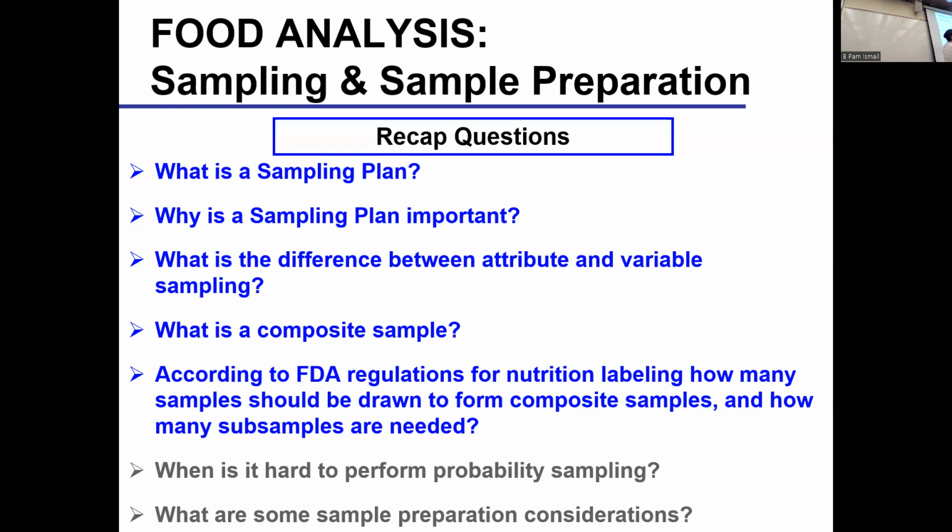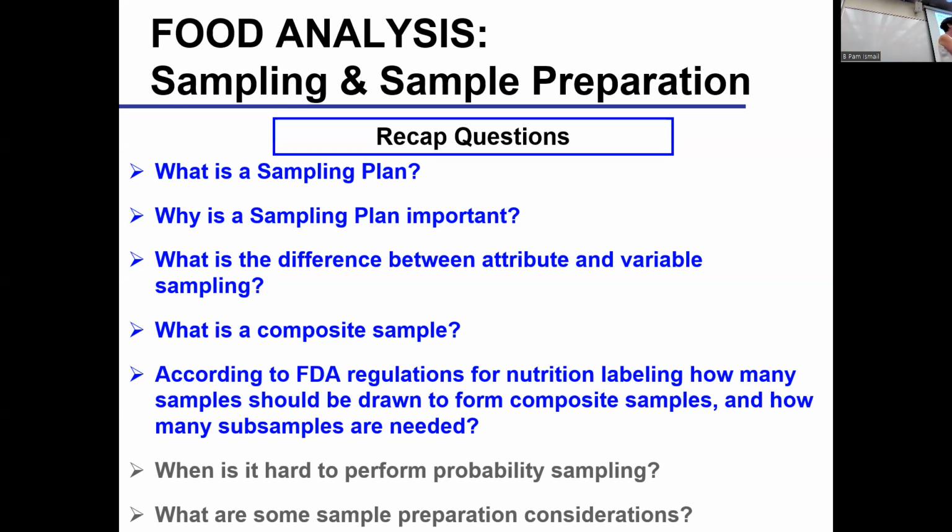Now, why is a sampling plan important? Why is it important that we plan how we sample, how many samples, how we prepare the sample? Why is this essential when we're analyzing food products or ingredients? Why is it important that we have a sound and reliable sampling plan?